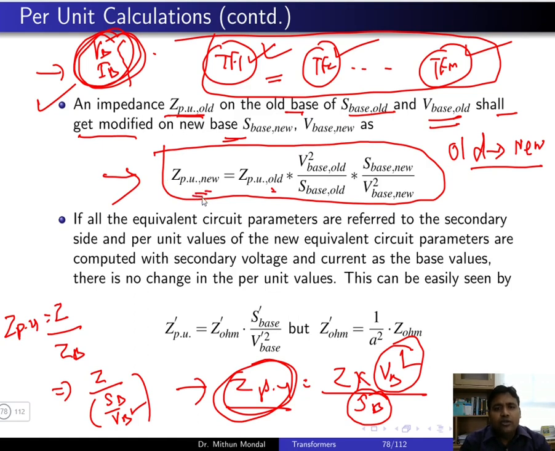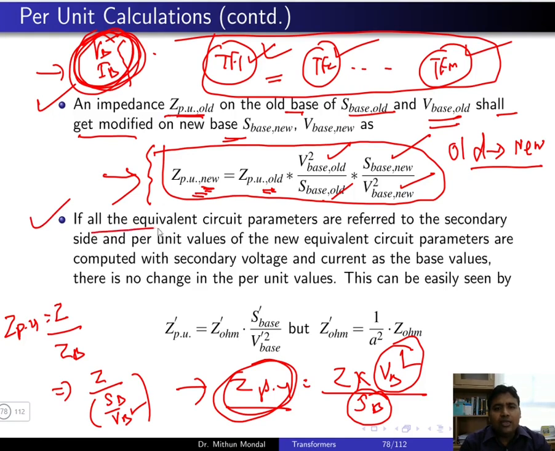So Z per unit new is equal to Z per unit old multiplied by the old base squared divided by the new base squared, multiplied with the new base by old base. So this relationship can be used to convert the impedance from an old base system to the new base system. So once we have an old base system given to us, depending upon the new base voltage and base current, we can obtain the new per unit system.